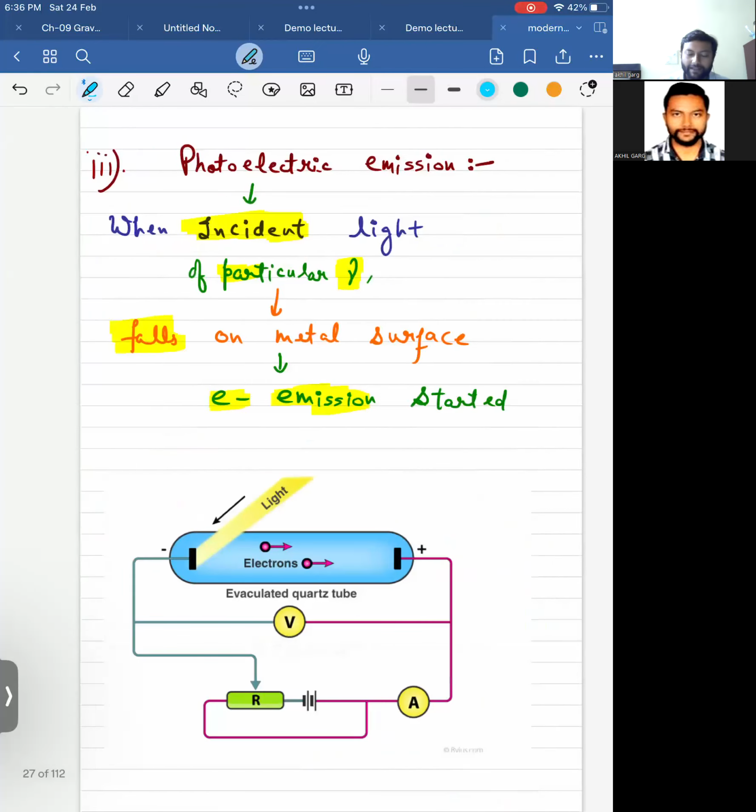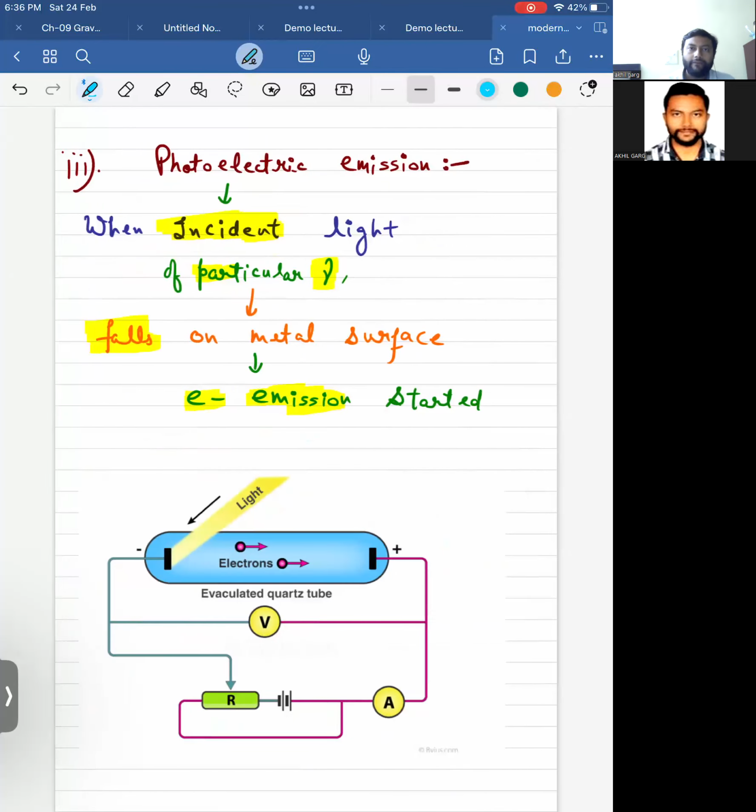So now comes the topic photoelectric emission. When incident light of a particular frequency falls on a metal surface, electrons get emitted from the surface. See here, one evacuated glass tube is there. When light is incident on a collector plate, which is basically a photosensitive plate, it is the cathode. And here it is the anode.